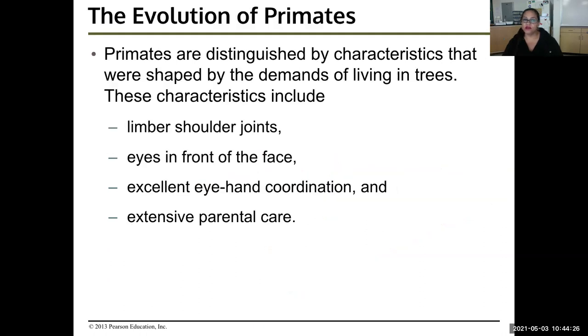Primates are distinguished by characteristics that were shaped by the demands of living in trees. These characteristics include limber shoulder joints, eyes in front of the face, excellent hand-eye coordination, and extensive parental care. Primates are the first animals that didn't just push their babies out and leave them off to the wild. We actually took care of them to a certain point.